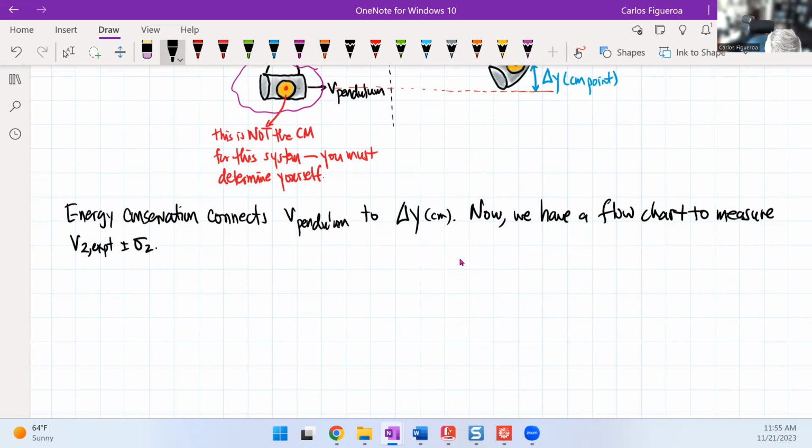We start off by measuring the center of mass height change. From that center of mass height change, we can connect this using energy conservation. We could then get the velocity of the pendulum. From this velocity of the pendulum, I could now connect this using momentum to get the velocity V2.